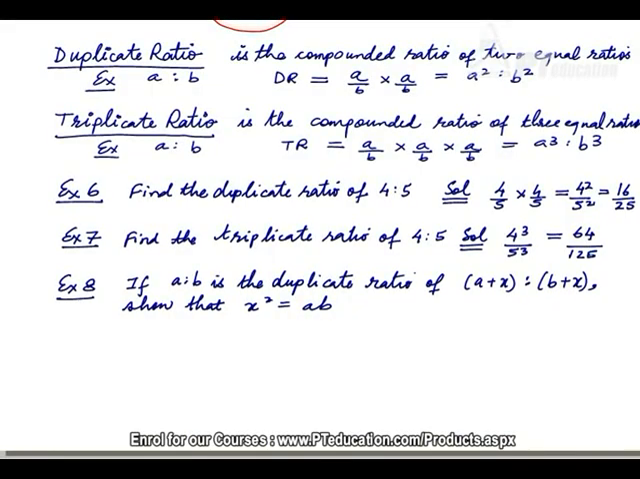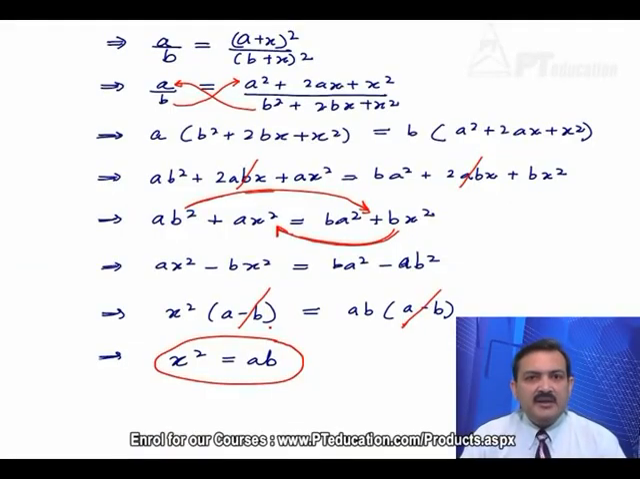Let us solve example 8 stepwise. a by b is the duplicate ratio of a plus x is to b plus x. So as you can see on the screen, the very first step, a by b is equal to a plus x whole square divided by b plus x whole square. Where did this step come from? Because it is the duplicate ratio. So we just multiplied a plus x upon b plus x with a plus x upon b plus x.